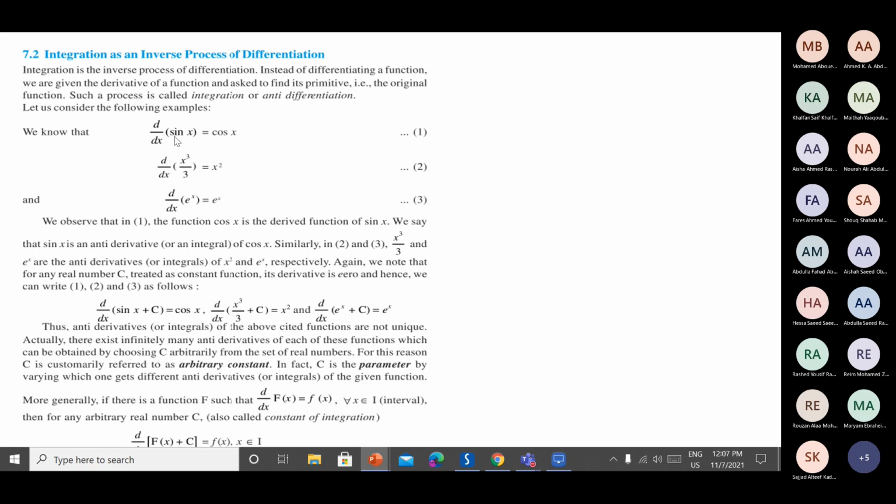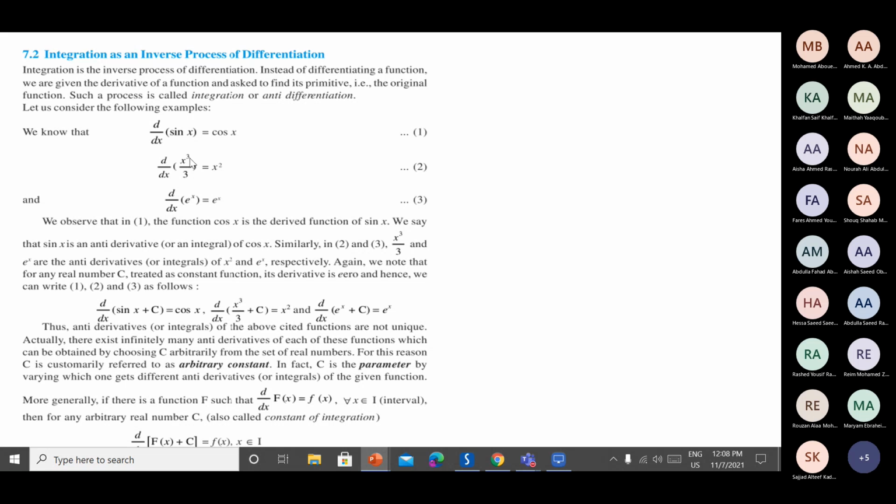We know the derivative of sine x is cosine x. So the integration of cosine x will be sine x. We know the derivative of x cubed over 3: you get the power down and subtract 1 from the power. So you have 3x squared over 3, the 3 will be cancelled with the 3, so you have x squared. This is the derivative. X squared is the derivative of this one.